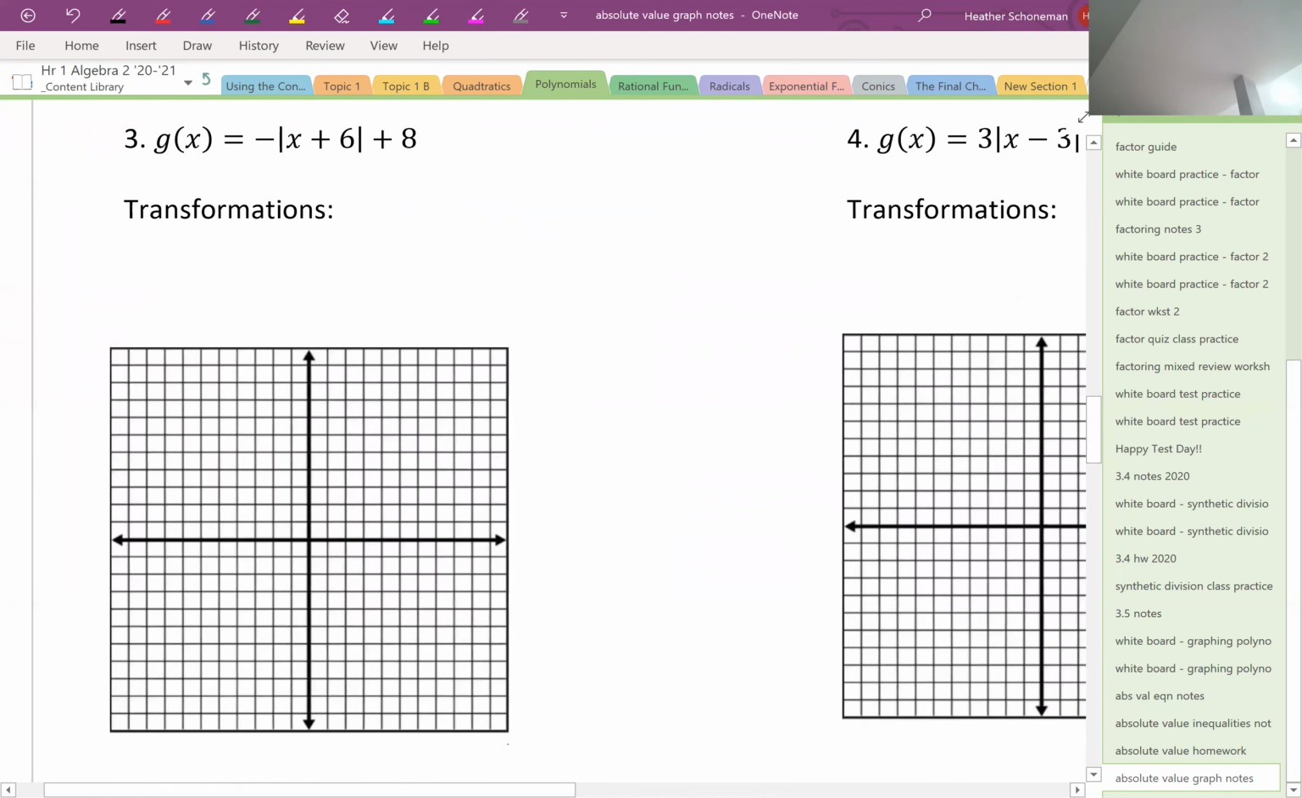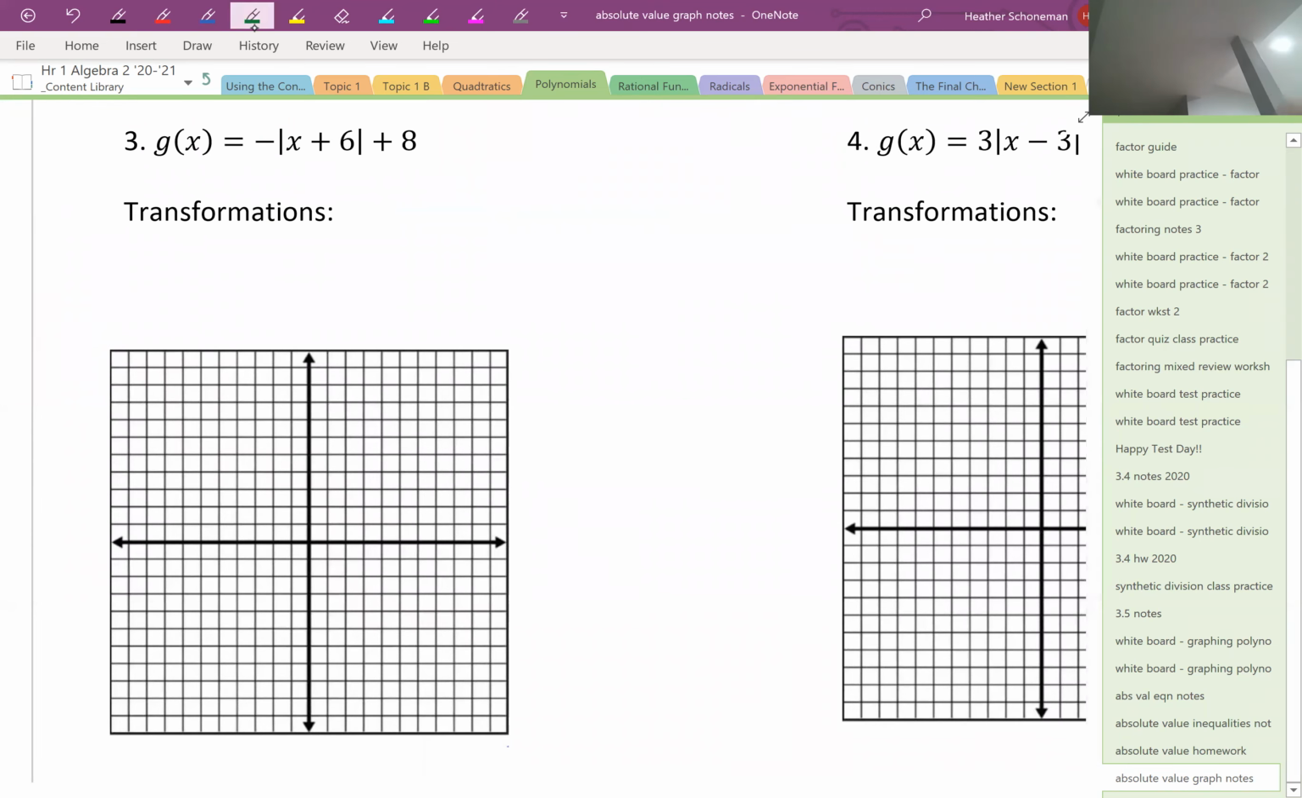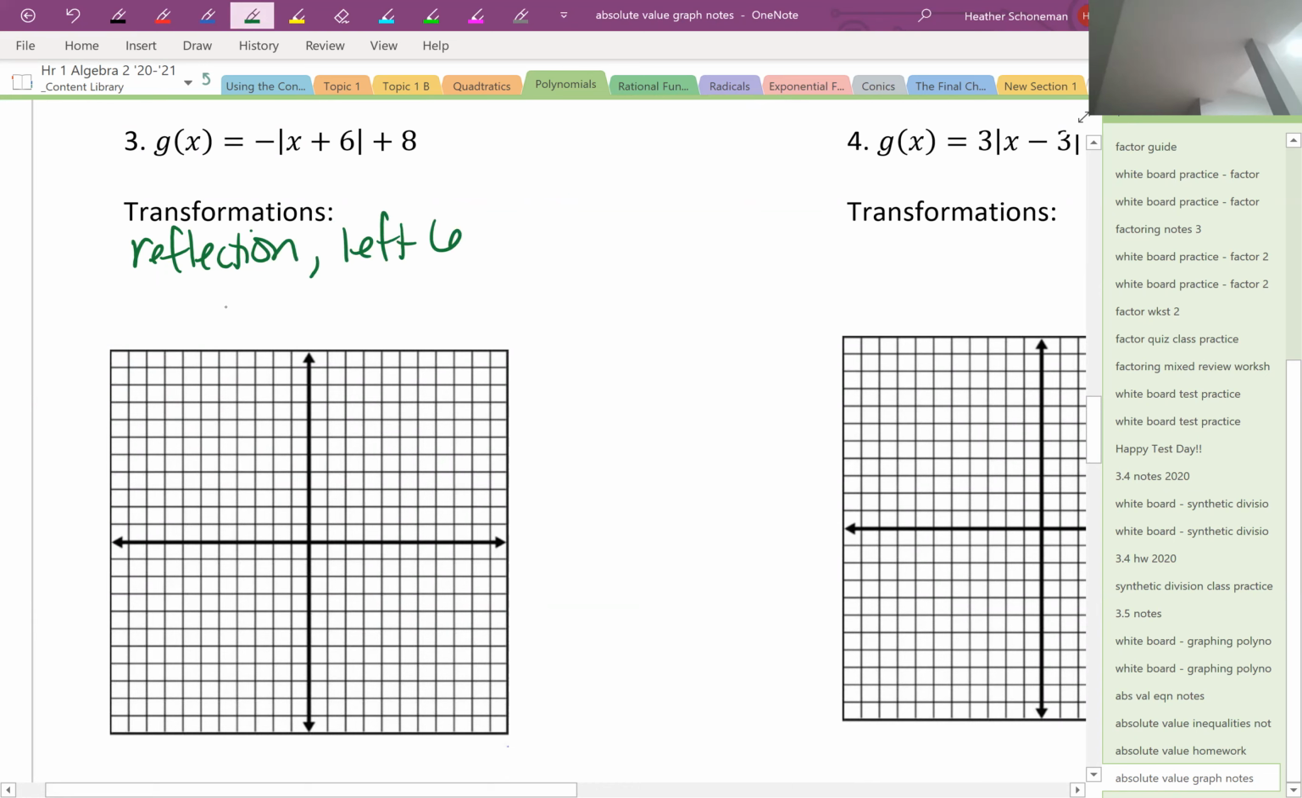All right, let's see what happens here. So here, the negative gives us a reflection. The +6 is inside, so it's the opposite. So it is left 6, and the +8 is outside, so it's going to be up 8. So I'm going to go left 1, 2, 3, 4, 5, 6, and up 1, 2, 3, 4, 5, 6, 7, 8. But this time, instead of making my V open up, this time my V needs to open down because it's a reflection.